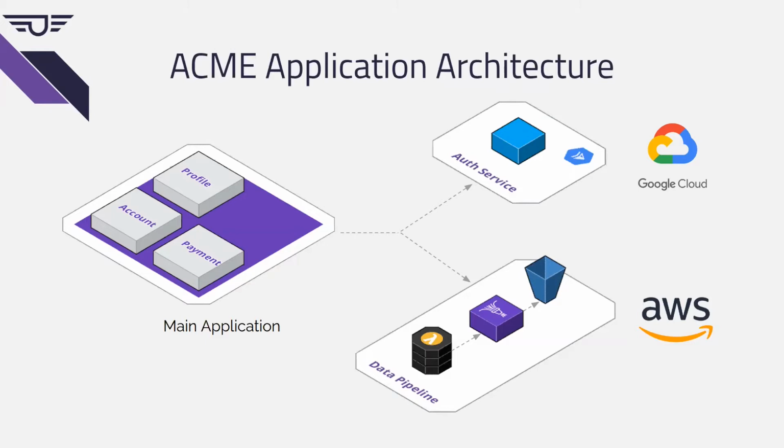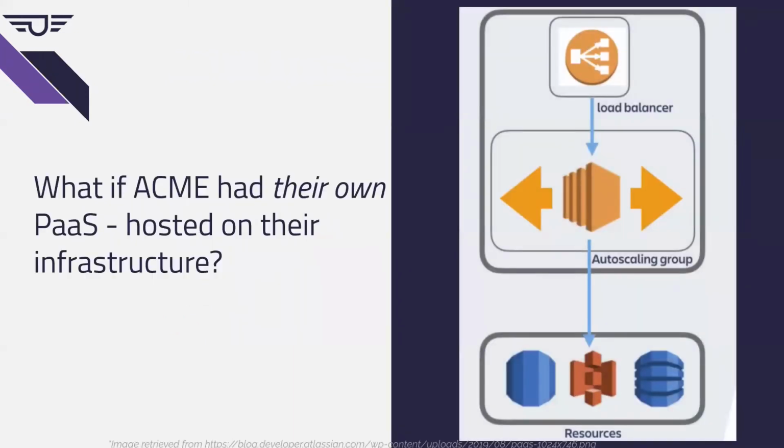The development team at ACME is getting frustrated with the separated deployment pipelines and wish they could manage all of this in a unified platform. They've seen companies build their own platforms before and are toying with the idea themselves. Companies like Netflix and Atlassian have built their own platforms.